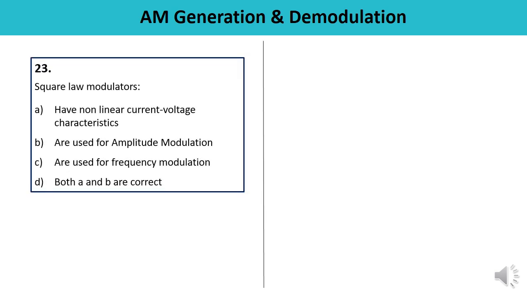Question number 23. Square law demodulators have non-linear current voltage characteristic. Right, this is correct. Square law demodulators are used for amplitude modulation. Correct. They are used for frequency modulation. No. It means the answer is A and B. Correct, the D option.